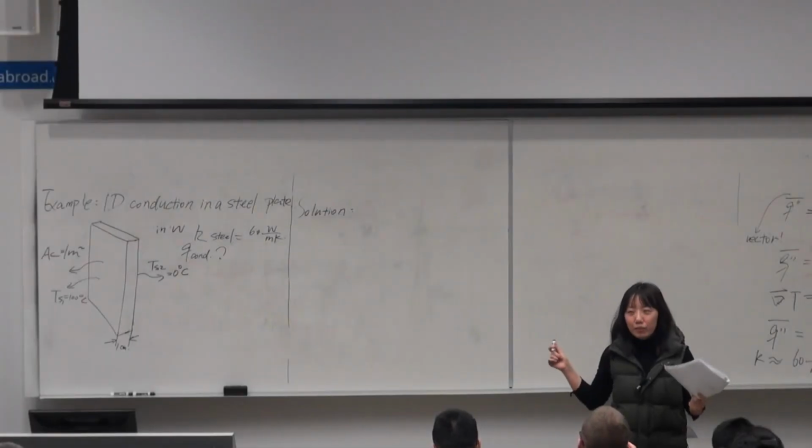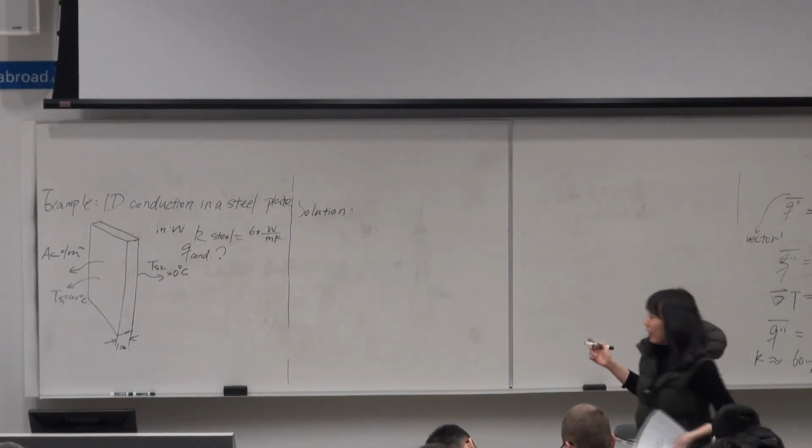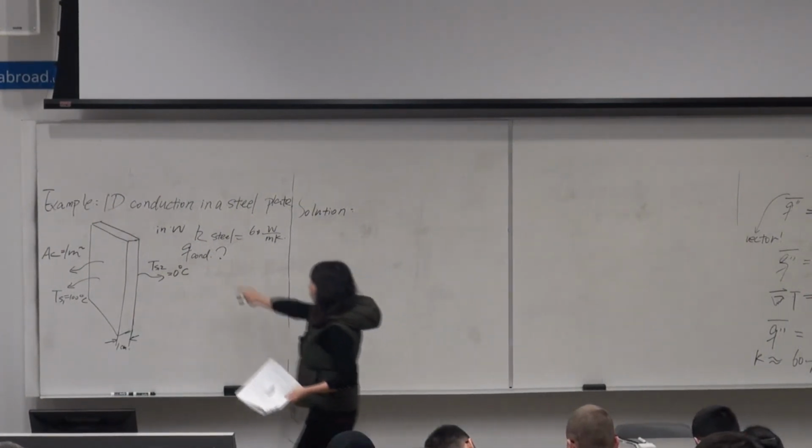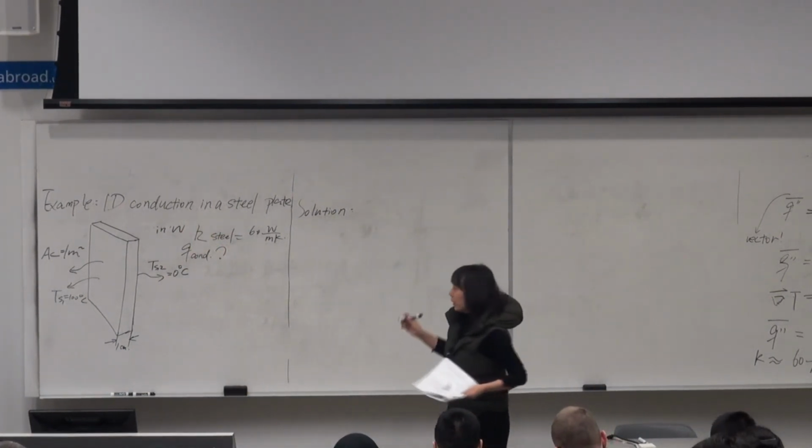For a conduction problem, which equation should we use? Q double prime conduction. That's Fourier's law. And as I already mentioned here, 1D conduction. So that's Fourier's law in the 1D case.